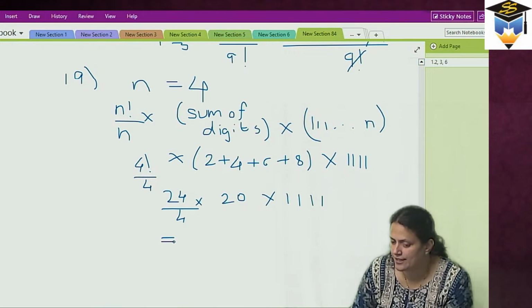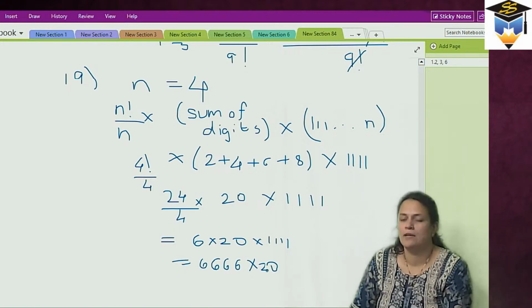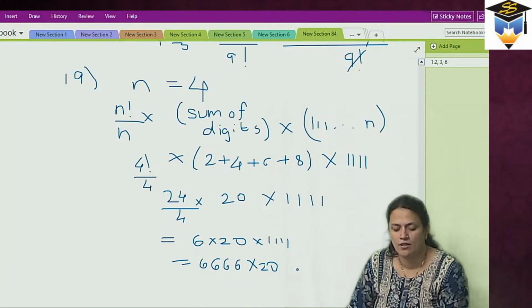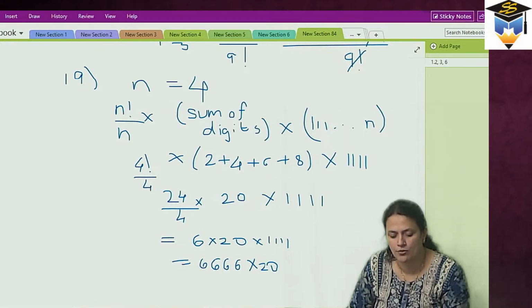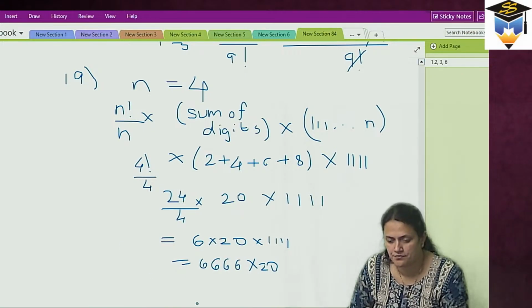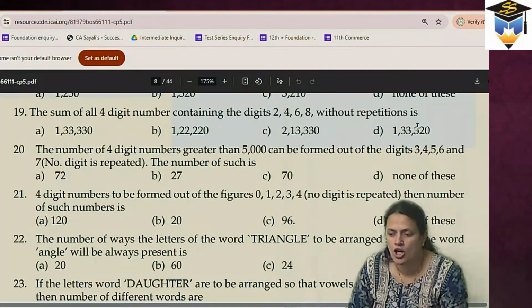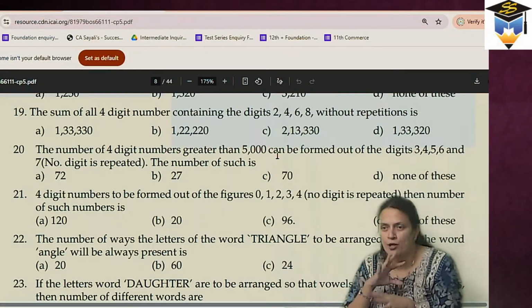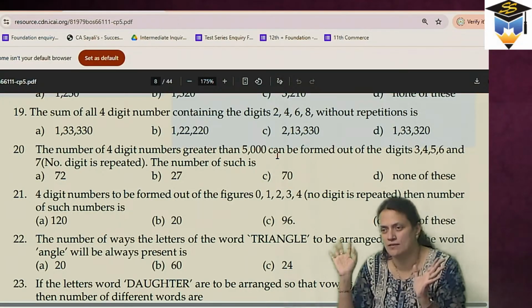Answer is, tell me. Tell me the answer. 133230. Option D. Option D for 19th question. So however many problems of this kind come, solved by this formula, it is easier.